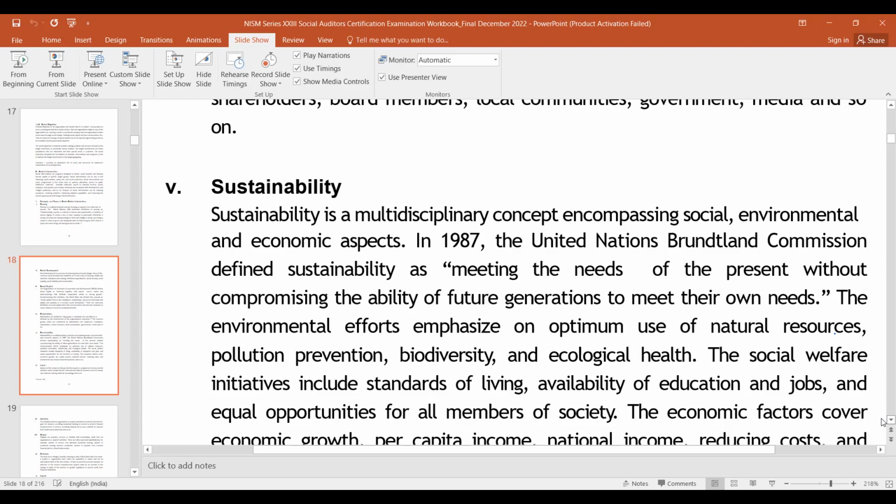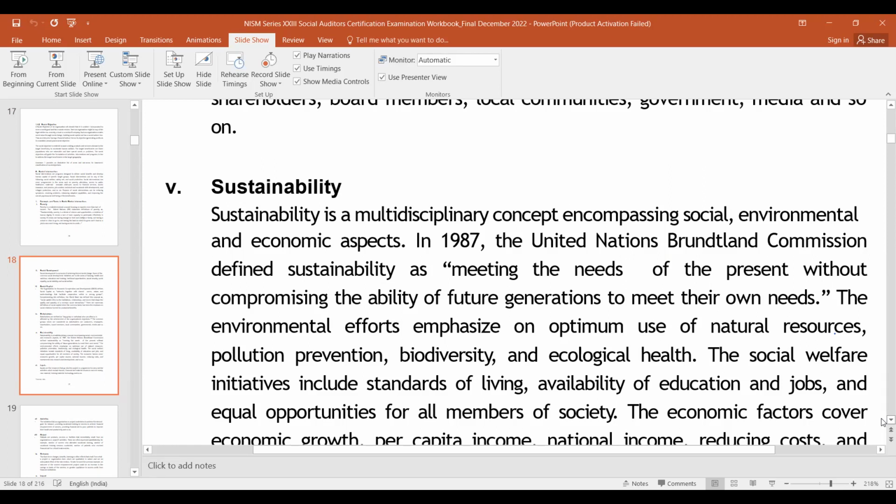Because if you are cutting trees, that means you are compromising the ability of future generations to meet their own needs. But if you put a condition that for every tree you cut, you have to plant 10 more trees, that could be some sort of sustainability, because sometimes cutting of trees also may be required for development. Suppose a metro project is going on. So you have to cut trees also to make way for the metro. But then you could put a condition that, okay, you plant more trees. For every tree cut, you have to plant 10 trees. So something of that sort. So meeting the needs of the present without compromising the ability of future generations to meet their own needs.